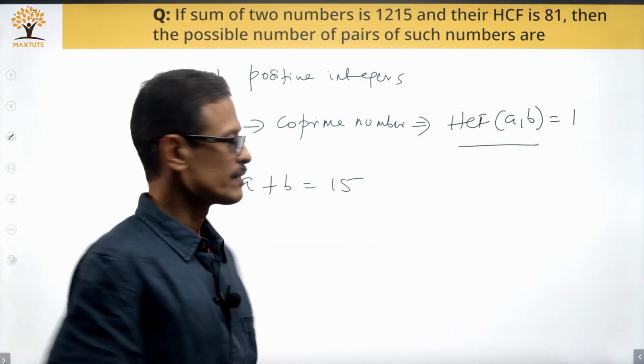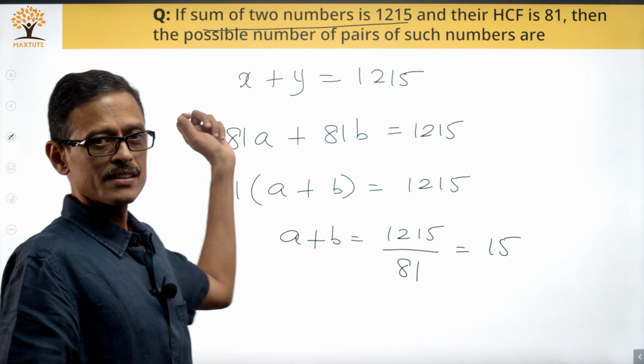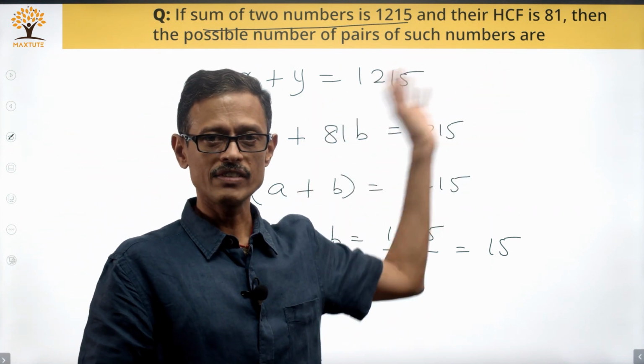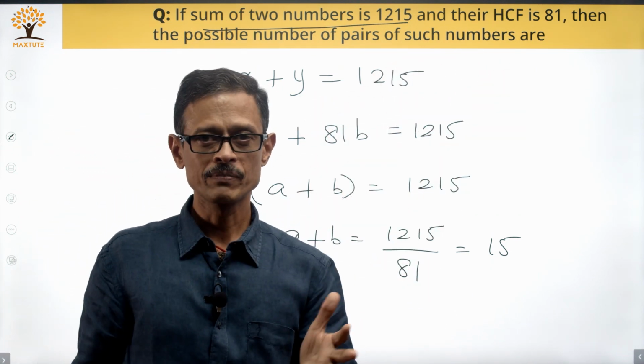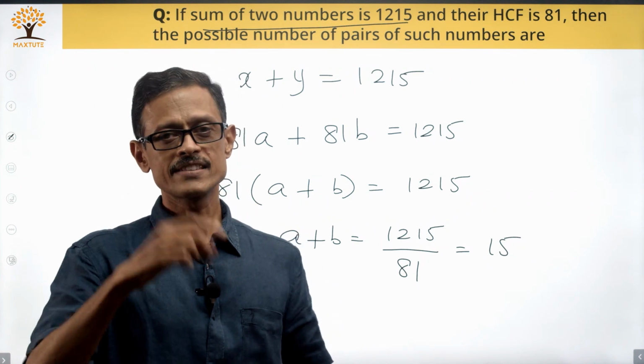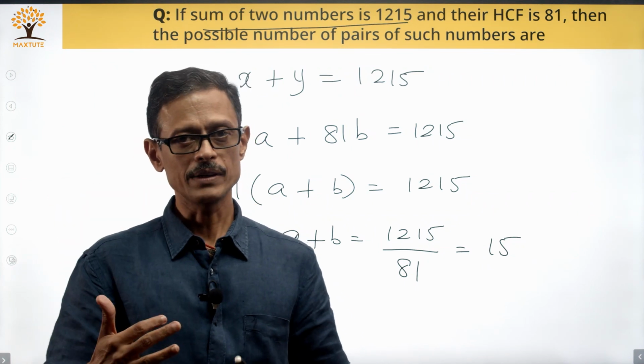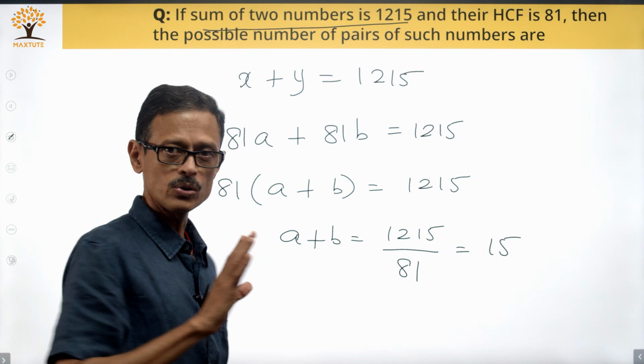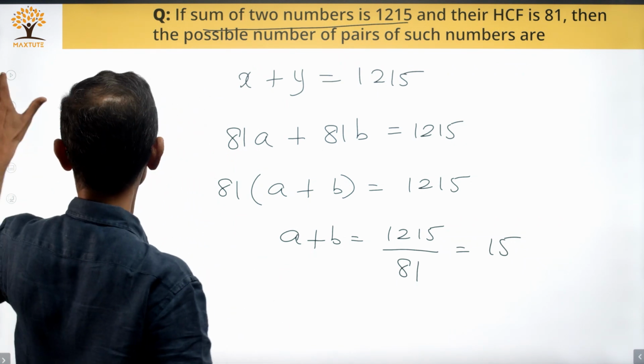Let me quickly run you through this idea. I'll run through all these steps. Sum of two numbers is equal to 1215. We took those numbers as x and y. 81 is the HCF, so x can be written as 81a, y can be written as 81b. So you found a plus b to be equal to 15, right? Good. Now what kind of numbers will a and b be?